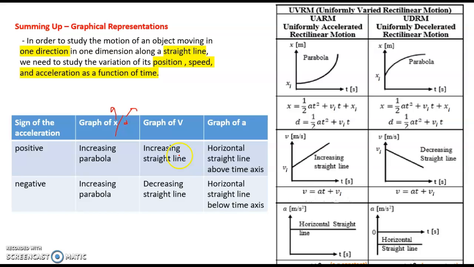The graph of v versus t for positive acceleration is an increasing straight line. For negative acceleration, it is a decreasing straight line. And the graph of a versus t is a horizontal line.